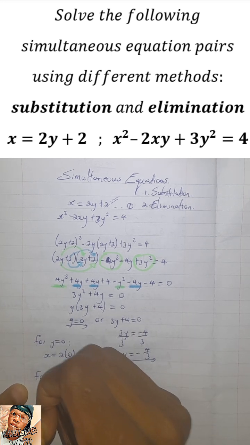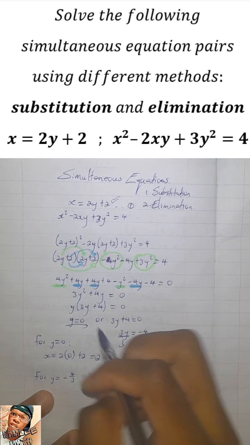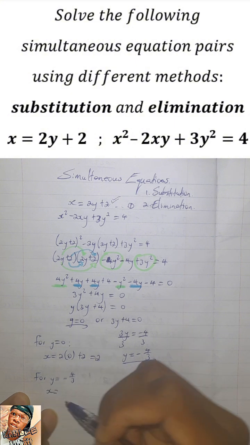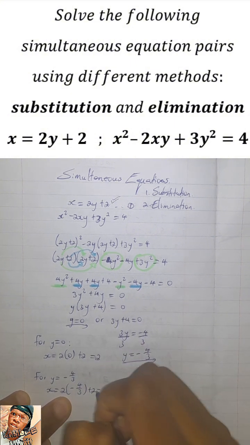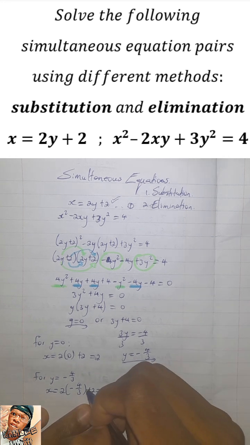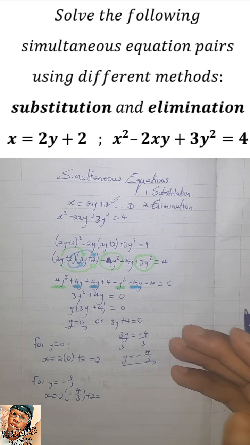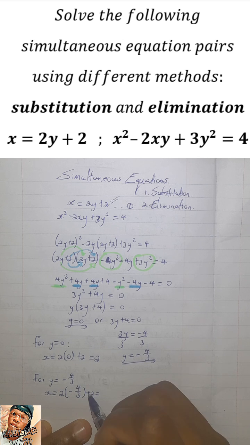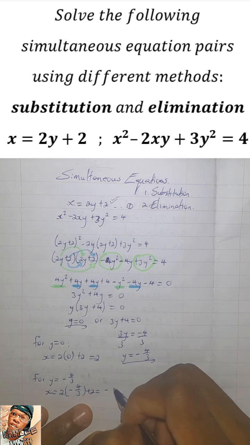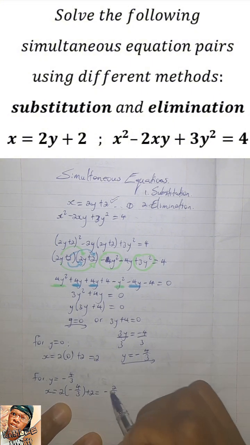What about for y is equal to negative 4 over 3? So for y is equal to negative 4 over 3, x is equal to 2 multiplied by negative 4 over 3 plus 2. If you're in an exam, you don't want to waste any time, press a calculator. But because I don't have a calculator with me right now, I'm just going to utilize my manual method of doing it. So negative 4 over 3 multiplied by 2, we have negative 8 over 3 plus 2. 2 is 6 over 3, so negative 8 over 3 plus 6 over 3, that's negative 2 over 3. So for y is equal to negative 4 over 3, x is equal to negative 2 over 3.